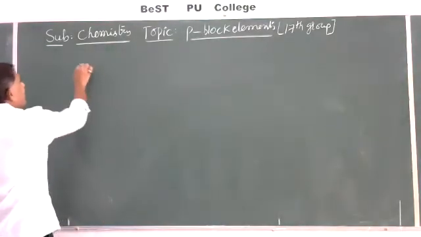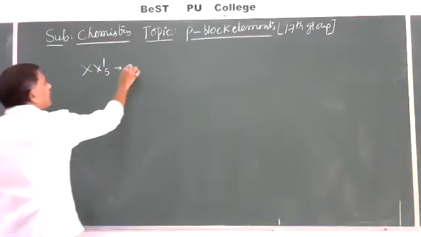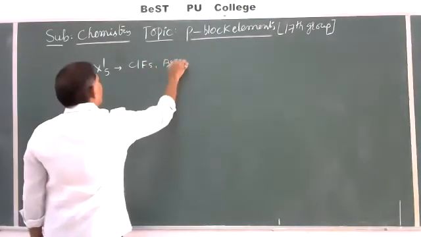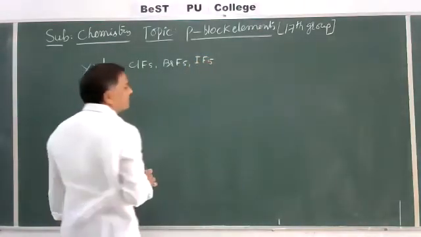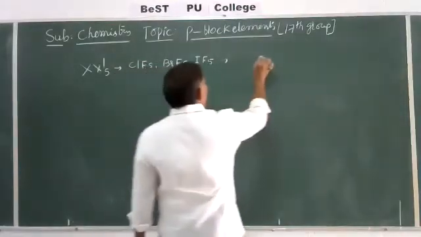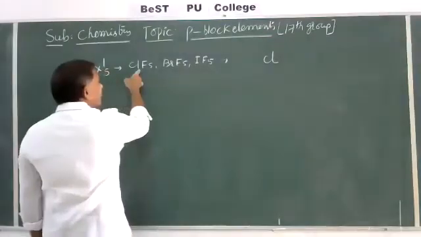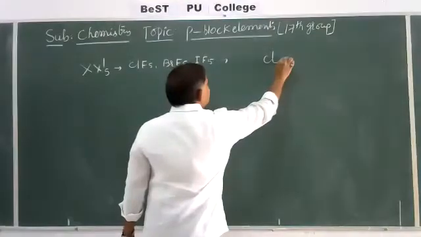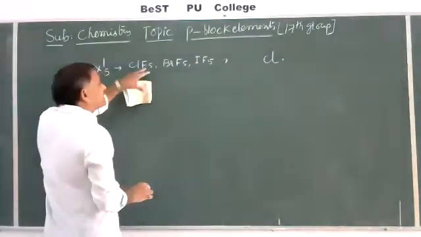Next, the XX'5 type it is, like ClF5, BrF5, IF5. For this, the central atom is an element like chlorine, and around chlorine 5 bonds are required. Out of 5, only 1 unpaired electron is present here. The remaining 3 are paired. That's why 4 extra unpaired electrons are required.